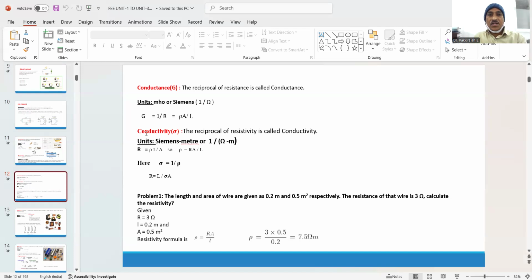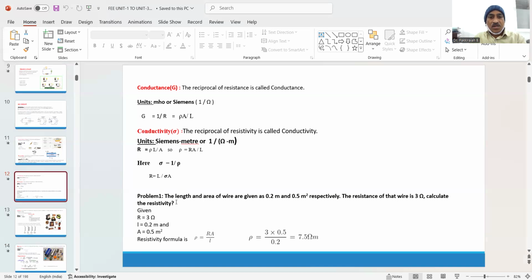Then whenever we see conductance, we need to speak about the conductivity sigma. The reciprocal of the resistivity is called conductivity. Its unit is Siemens per meter. Sigma equal to 1 by rho, because it is the reciprocal of specific resistance or resistivity. So sigma equal to 1 by rho. Its unit is Siemens per meter.